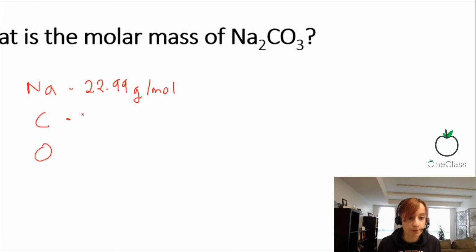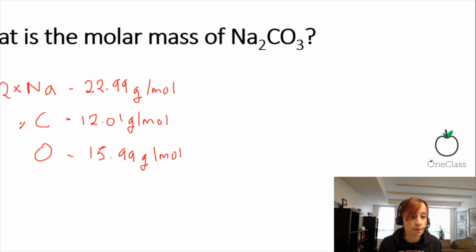So the molecular weight or molar mass, they mean the same thing, of carbon is 12.01 grams per mole, and oxygen is 15.99 grams per mole. So now in the molecular formula, we have 2 sodium, 1 carbon atom, and 3 oxygen atoms to consider.